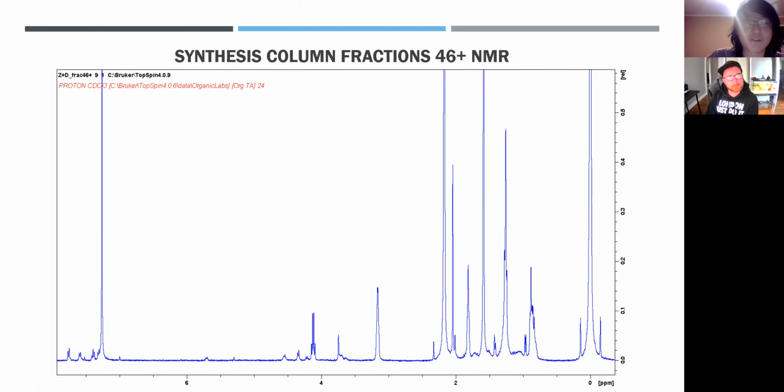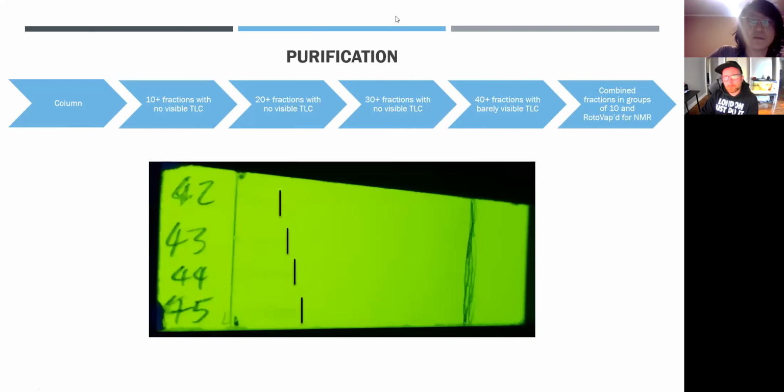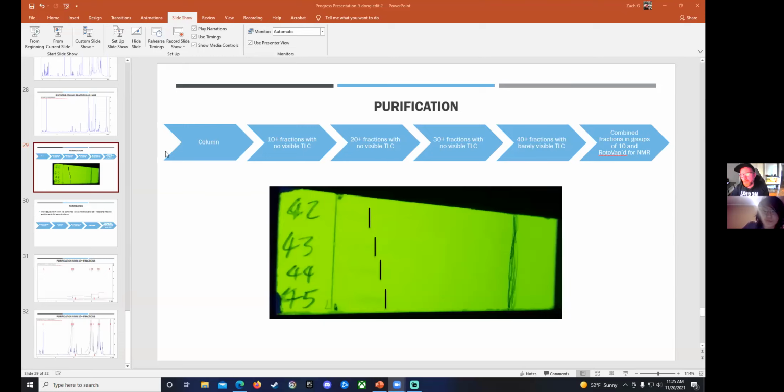And let's see, after those fractions, we just pulled everything together. And these are just more peaks, could be solvent. All right, and then to wrap up the presentation here, we just recently started the purification after doing all the synthesis and just kind of calling it.